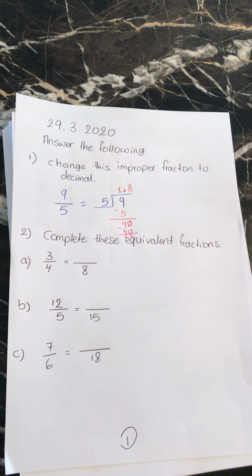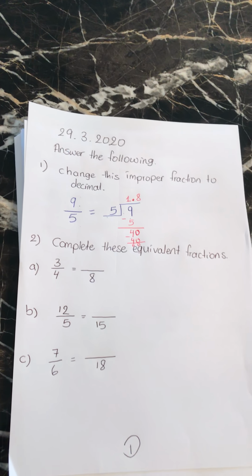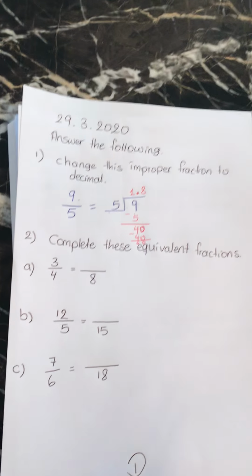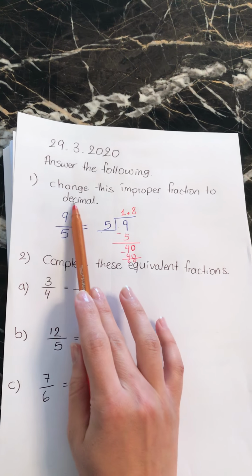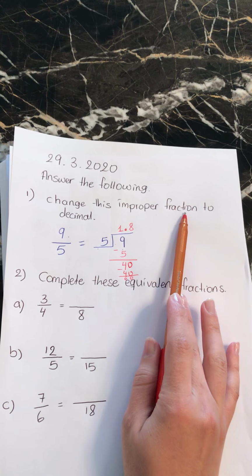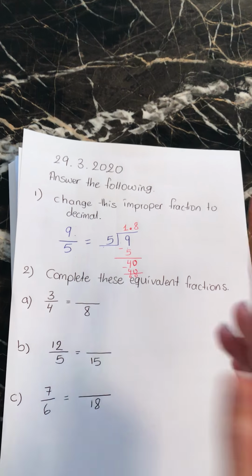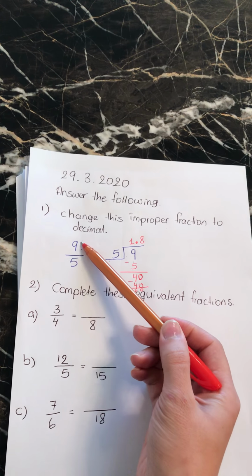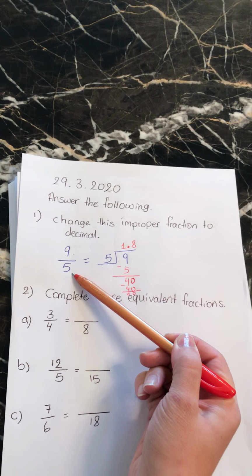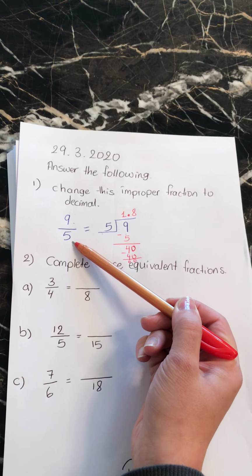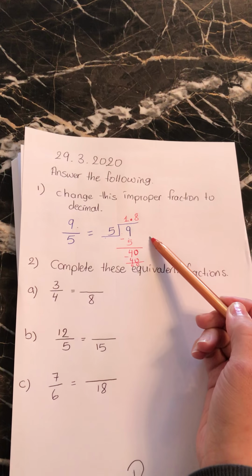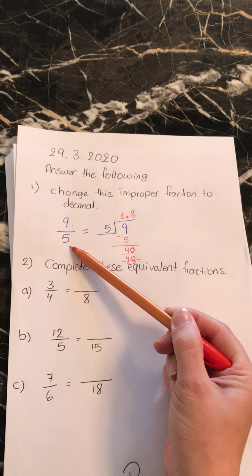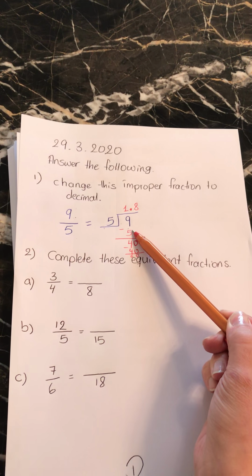I already solved the first question for you. Now I will talk about it. Then one by one we will go through the questions. The first question says, change this improper fraction to decimal. We talked about improper fraction and we said numerator is bigger or larger than the denominator. And we already know when you want to divide 9 by 5, you are using long division.